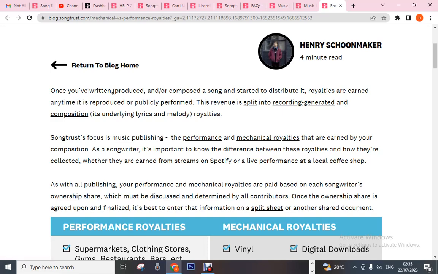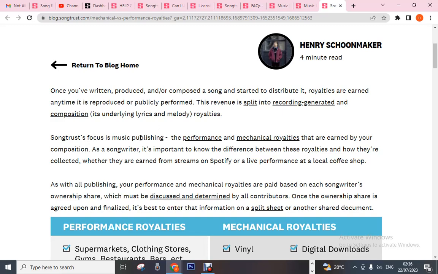Once you have written or produced or composed a song and started to distribute it, royalties are earned anytime it's reproduced or publicly performed. This revenue is split into recording generated and composition. It is underlying lyrics and melody royalties.